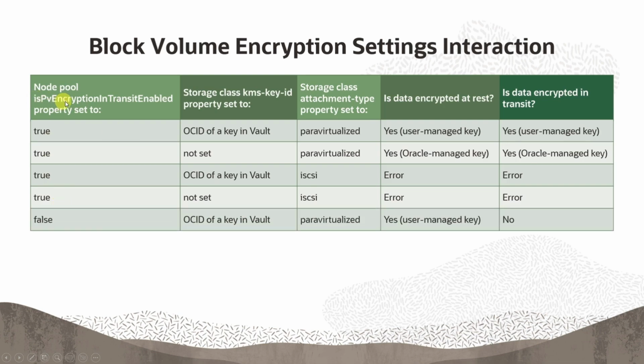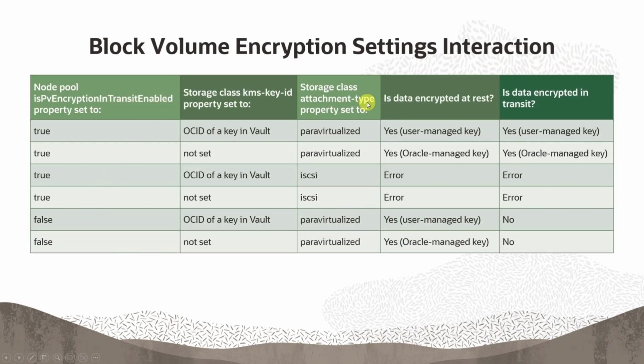When the isPV encryption in transit enabled property is set to false for the attachment type set to paravirtualized, and when the KMS key ID property is set to the OCID of the user's key, data is encrypted at rest using the user managed key, but no in-transit encryption is available. Likewise, if the KMS key ID is not set, only the data at rest can be encrypted using the Oracle managed keys, but the data encryption in transit is not available.